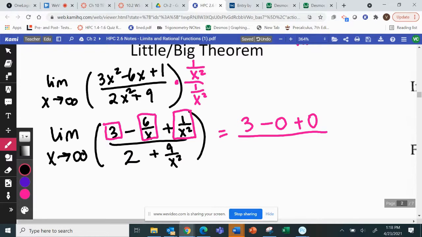Okay, back to what we were looking at. So now the 2 itself, there's no x in that, so it's just going to be 2. But then adding 9 over x squared, that's going to get closer and closer and closer to 0. So the limit as x goes to positive infinity is 3/2.